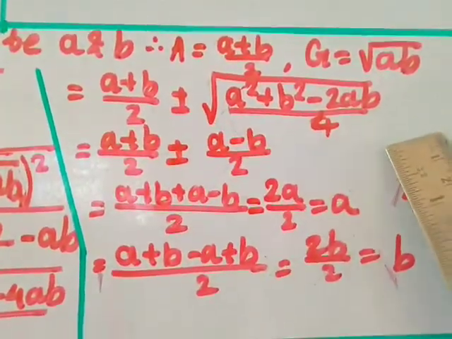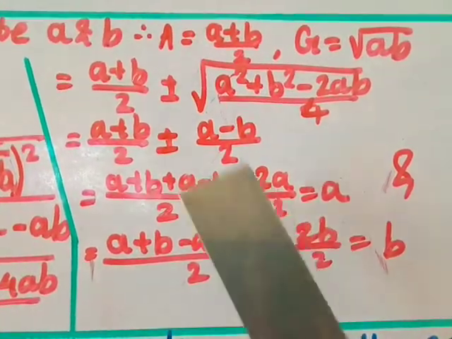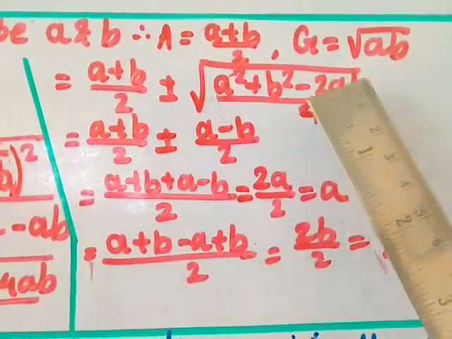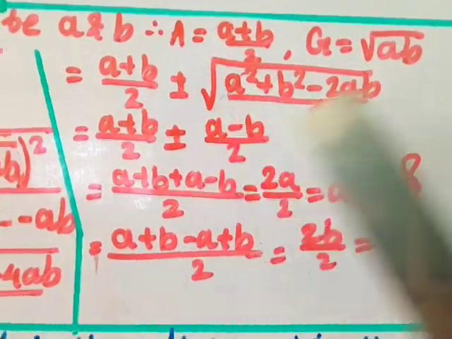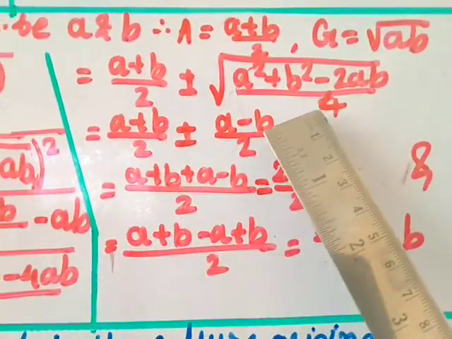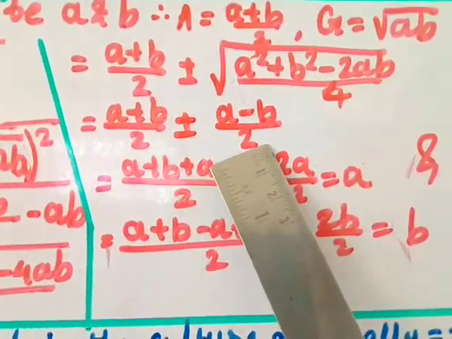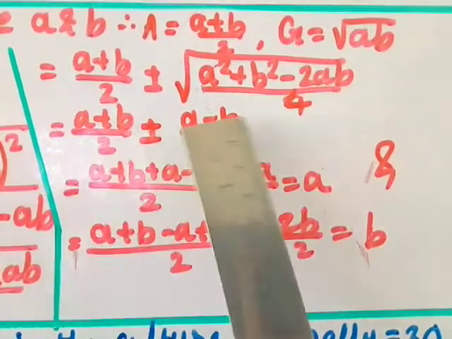But this also is a perfect square of (A minus B) whole square. So if you take the square root, here this is (A minus B) whole square and this is square root. So square root will cut. So you get here A minus B. And 4 square root is 2. So I have written here 2. Okay. Now here denominator is same.